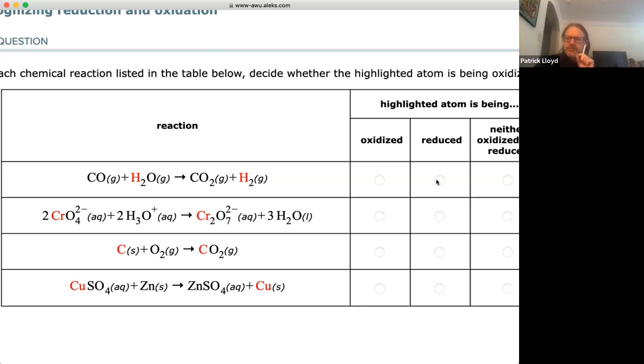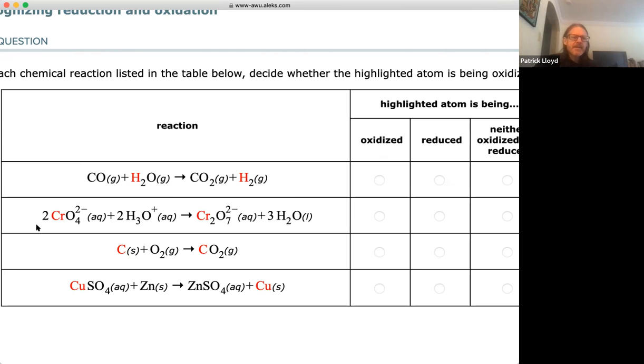The way we would refer to that, this is the language we would use. We would say that in this reaction between carbon monoxide and water, the hydrogen atoms in the water became reduced. They were reduced, not became reduced, but were reduced.